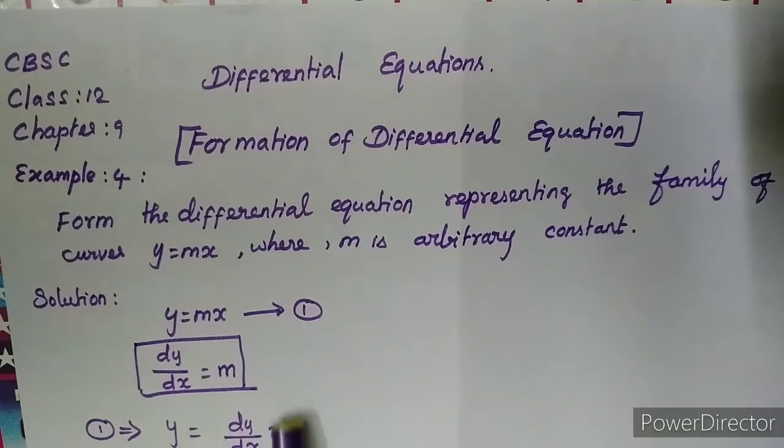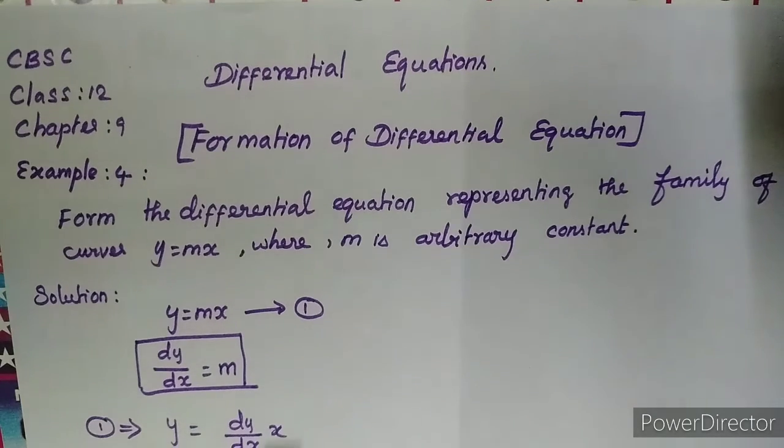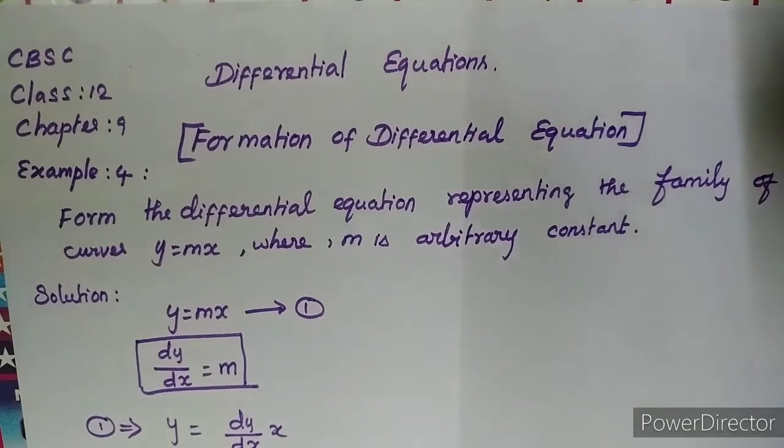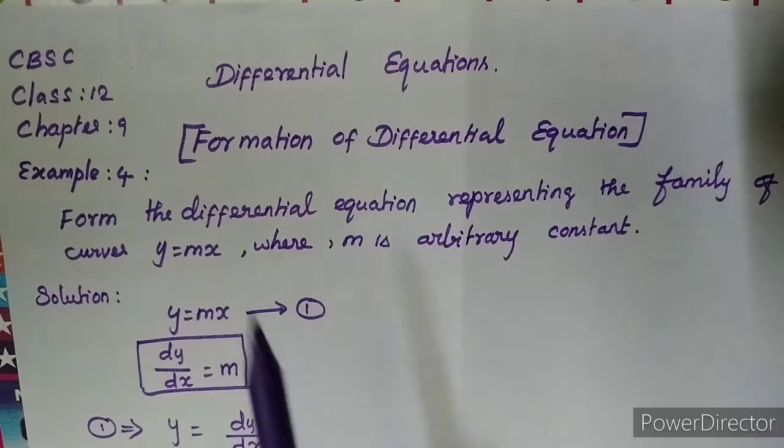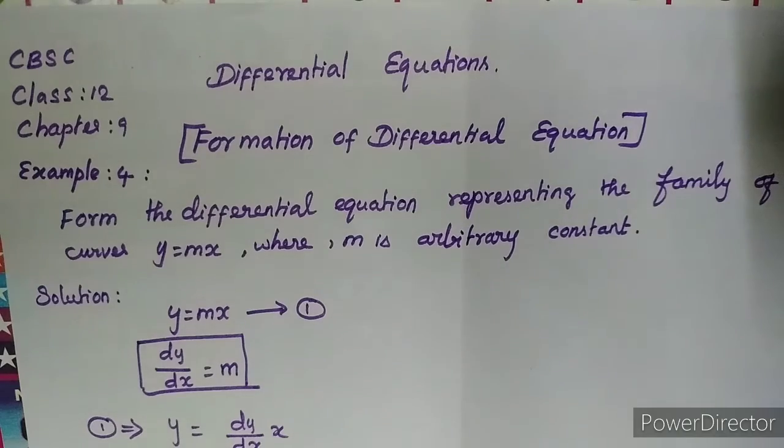This equation is free from the constant m. Therefore, we can write y minus dy by dx times x equal to 0. This is the required differential equation. In a similar way, if the given equation contains any one parameter, we remove the parameter by using differentiation. Here the final answer is y minus dy by dx into x is equal to 0. This differential equation is free from the parameter m. Therefore, this is the required solution.